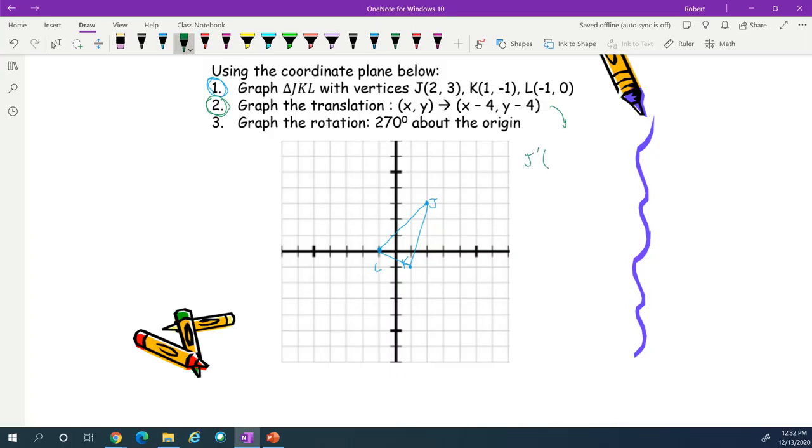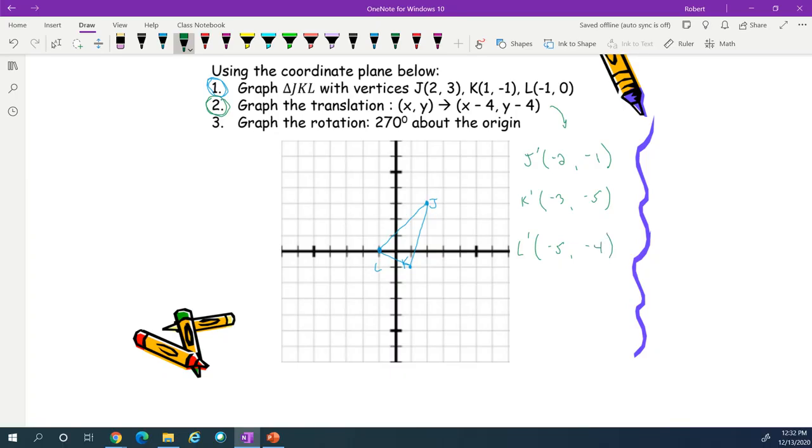We've been working on our translations. So 2 minus 4 is -2. 3 minus 4 is -1. The entire triangle is sliding 4 to the left and 4 down. So I'm just going to find my K prime, 1 minus 4, and -1 minus 4. And my L prime, so -1 minus 4 and 0 minus 4.